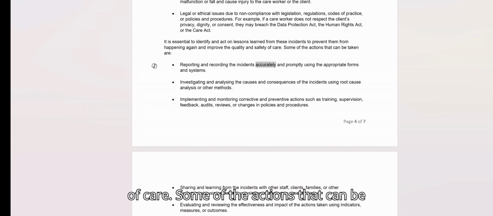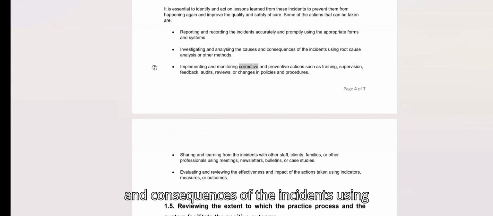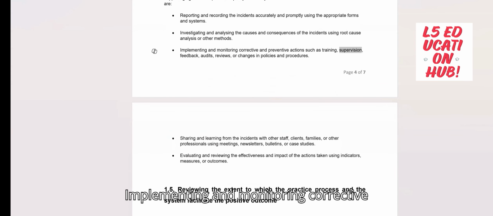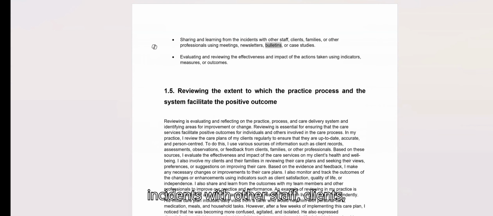Some of the actions that can be taken are reporting and recording the incidents accurately and promptly using the appropriate forms and systems. Investigating and analyzing the causes and consequences of the incidents using root cause analysis or other methods. Implementing and monitoring corrective and preventive actions such as training, supervision, feedback, audits, reviews, or changes in policies and procedures. Sharing and learning from the incidents with other staff, clients, families, or other professionals using meetings, newsletters, bulletins, or case studies. Evaluating and reviewing the effectiveness and impact of the actions taken using indicators, measures, or outcomes.